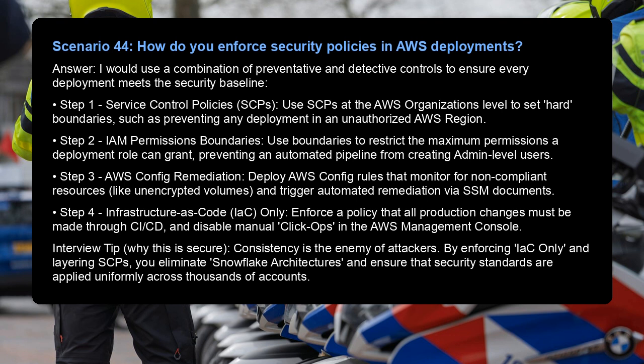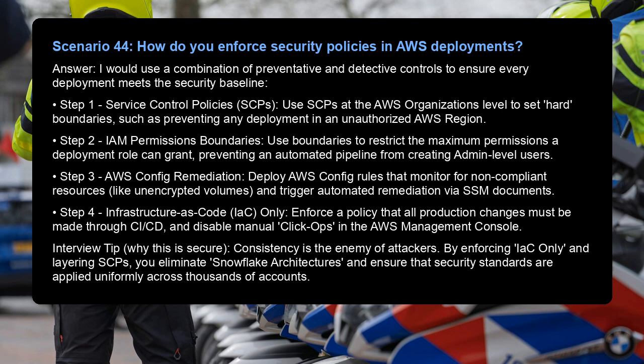Step 1. Service Control Policies, SCPs. Use SCPs at the AWS Organizations level to set hard boundaries, such as preventing any deployment in an unauthorized AWS region. Step 2. IAM permissions boundaries. Use boundaries to restrict the maximum permissions a deployment role can grant, preventing an automated pipeline from creating admin-level users. Step 3. AWS Config remediation. Deploy AWS Config rules that monitor for non-compliant resources, like unencrypted volumes, and trigger automated remediation via SSM documents.